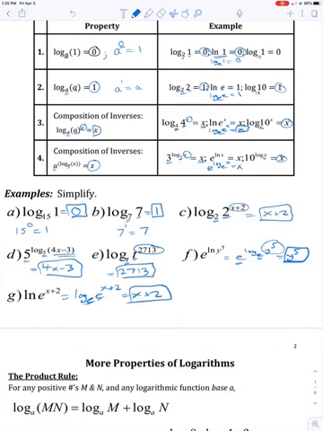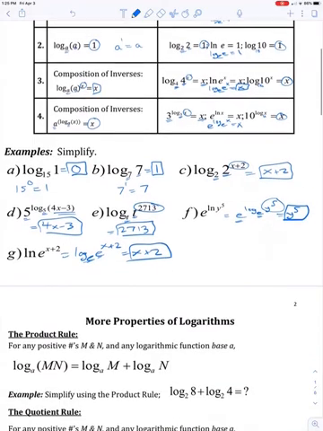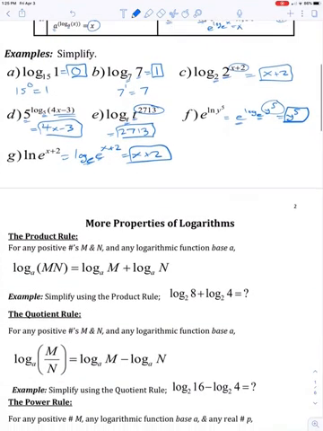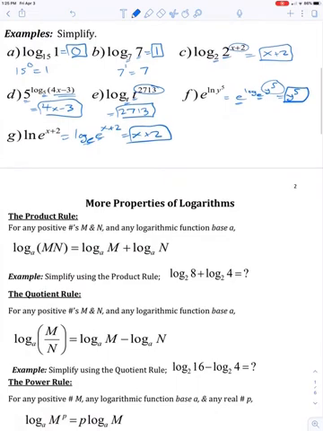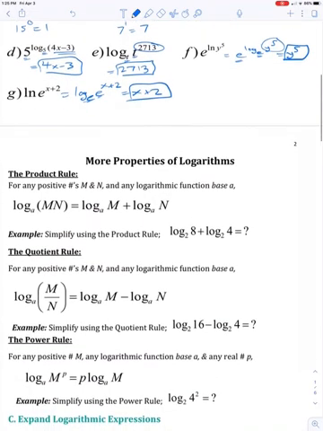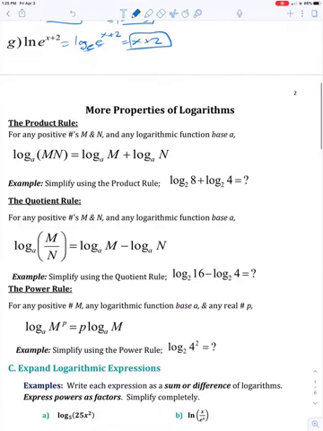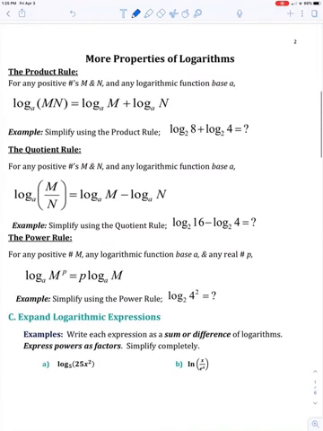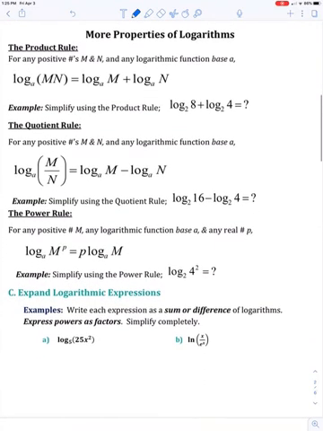So there are some simplifying properties that we want to be able to recognize. Like I said, eventually we're going to get to solving log equations, and we want to be able to simplify the expressions that show up in our equations. Those are things to look for to help us simplify so we can evaluate and solve logarithms.